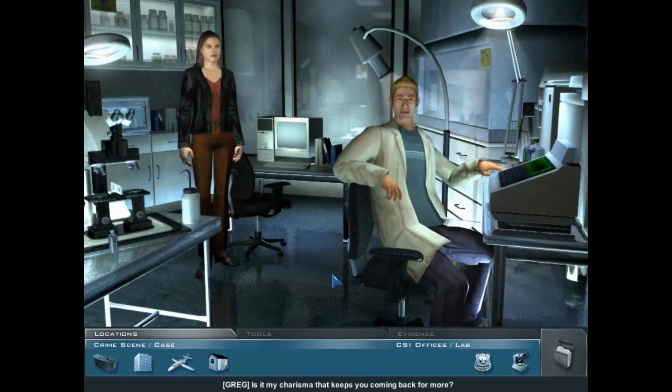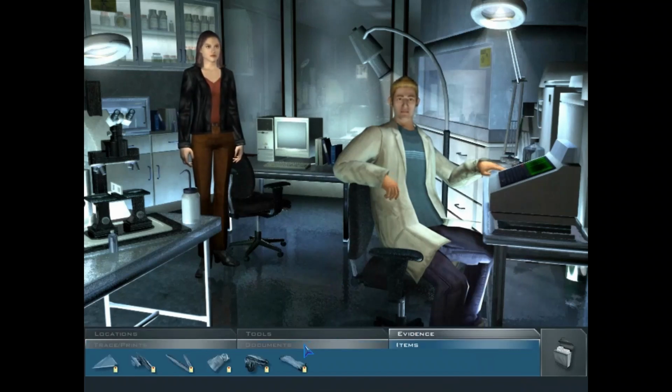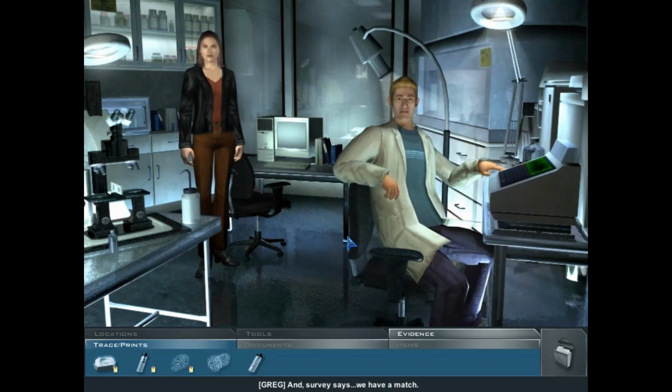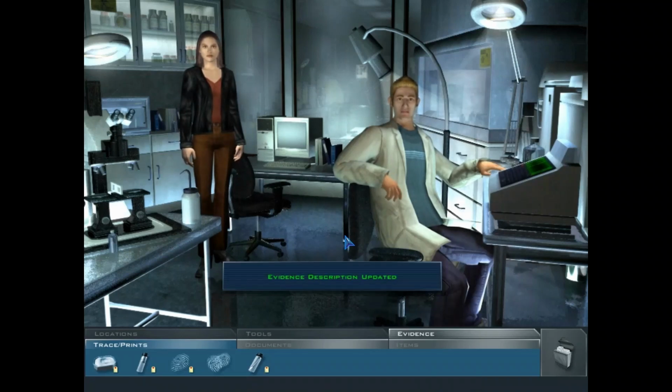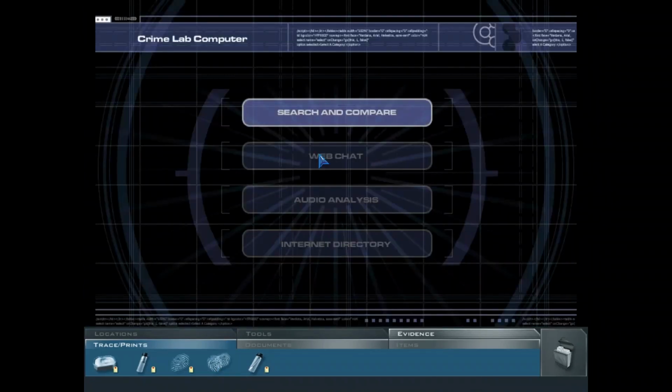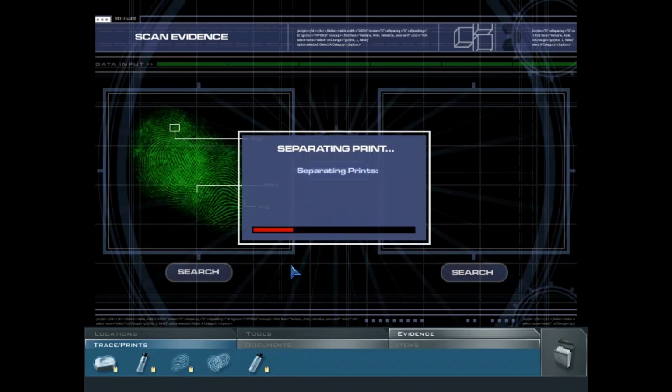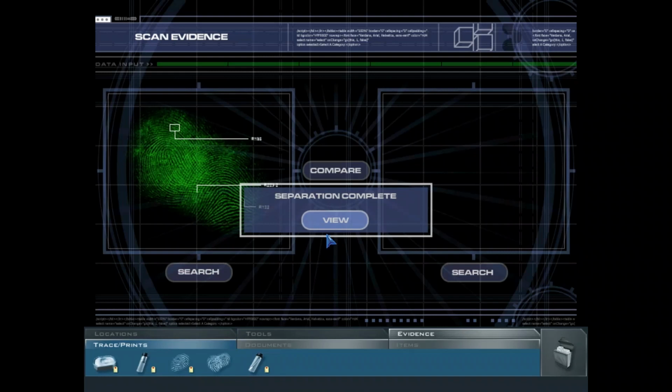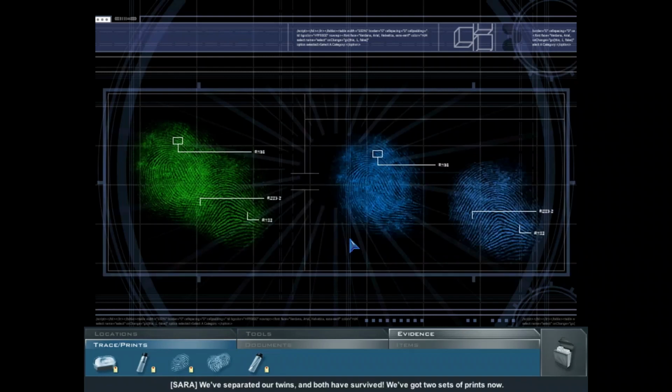Is it my charisma that keeps you coming back for more, or just my brilliant intellect? And survey says we have a match. Same jet fuel used in Jason Gray's little indoor bonfire. Exact same composition. We separated our twins, and both have survived. We've got 2 sets of prints now.